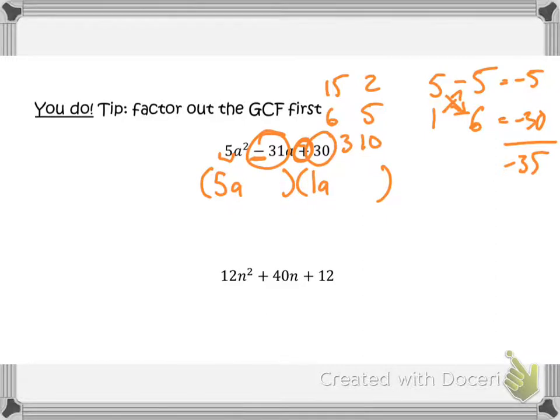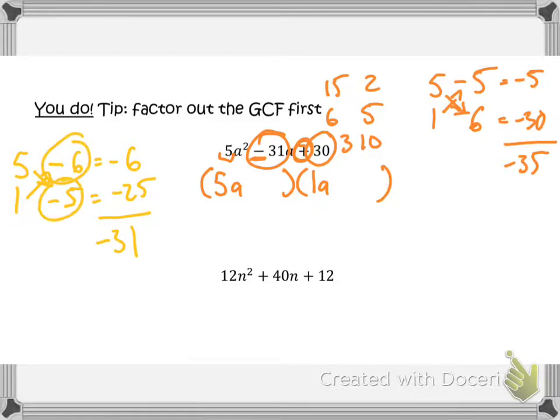Let's try it again. Okay, so we still have the 5 and the 1. I still think it's 6 and 5. Let's just switch up the places. So let's do this. 5 times negative 5 will give me negative 25. And 1 times negative 6 will give me negative 6. Hey, that gives me negative 31. Right, so I know the two numbers will be negative 6 and negative 5.